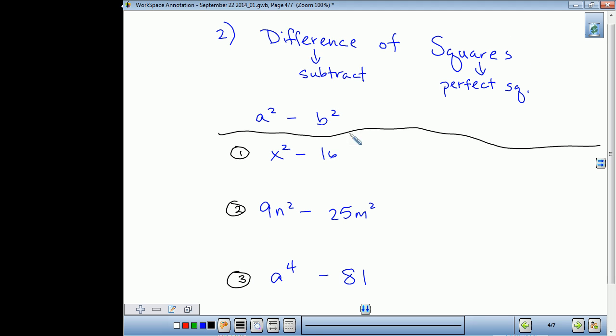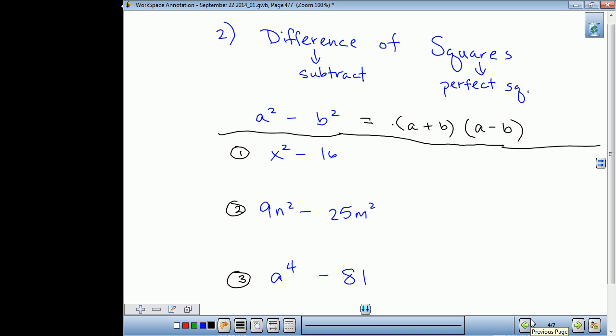Okay, so let's look at this. How do we think this would factor? Look back at your warm-up real quick. How do you think this would factor? I was thinking it would be A plus B times A minus B. You were thinking absolutely correctly. A plus B times A minus B. Perfect.